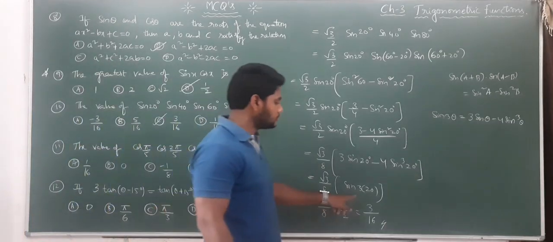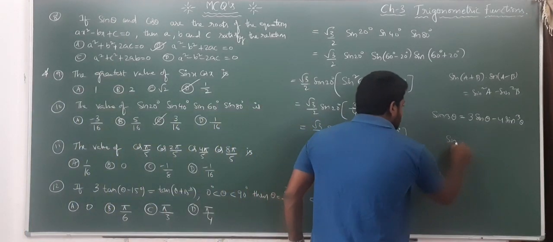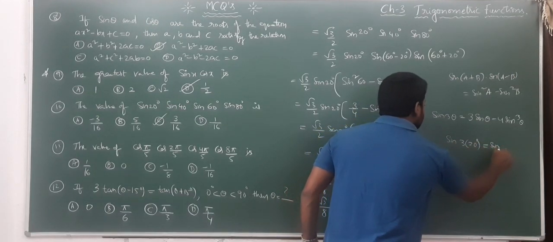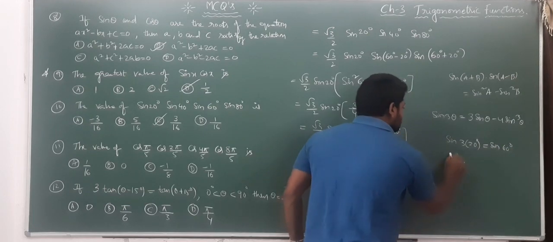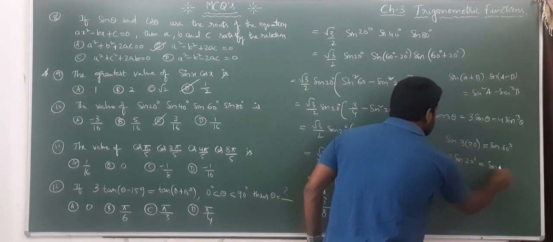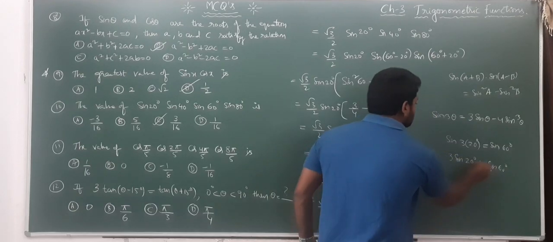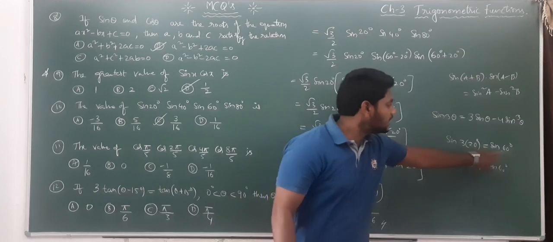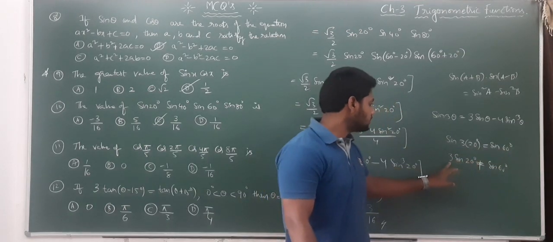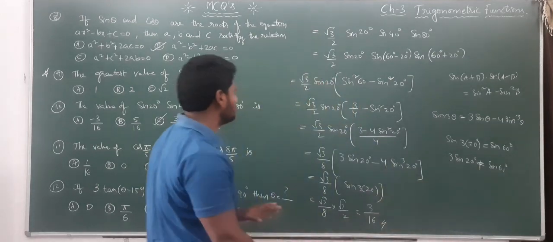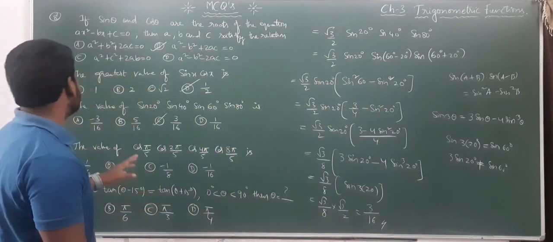Here one thing you need to observe: sin of 3 into 20 degrees is equal to sin 60 degrees, but 3 into sin 20 degrees is not equal to sin 60 degrees. Observe these two. Why? Because here we are multiplying the angle, so the angle we can multiply, but 3 into the sine function is not equal to sin 60 degrees. That also you need to remember. So this is also a very important question.